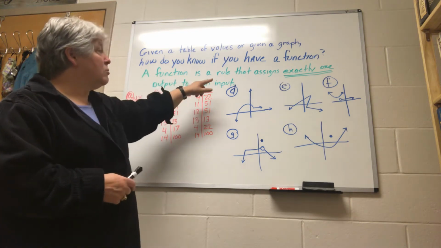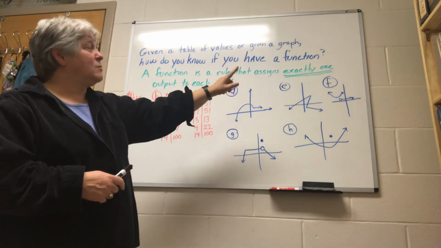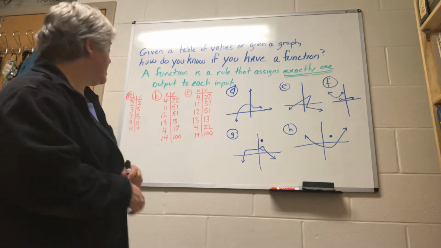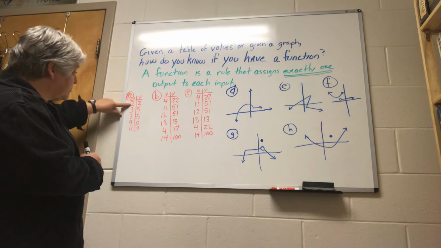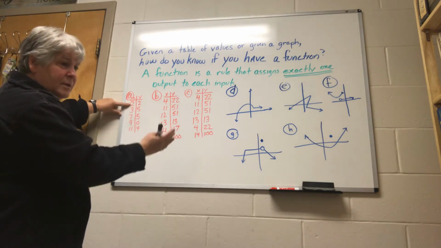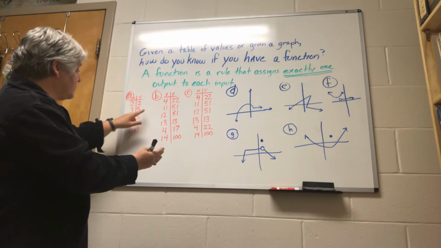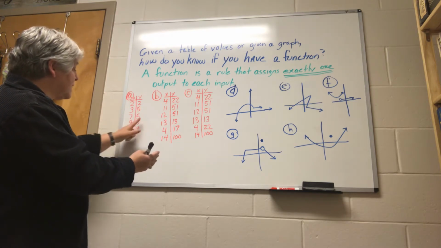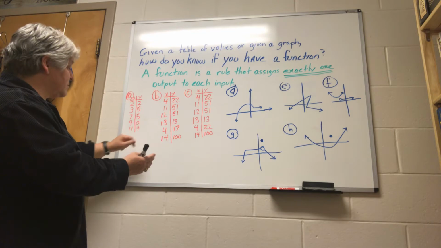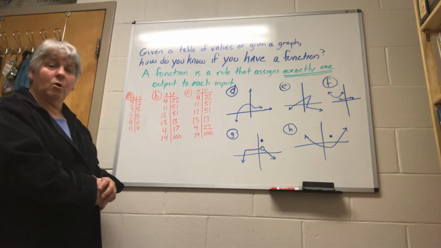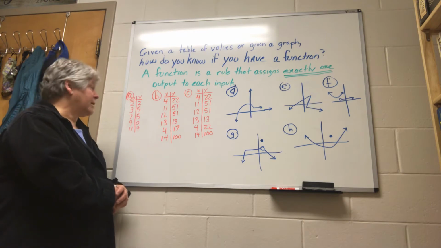Basically, it's a rule that assigns exactly one output to each input. So, in this case, when I put in a 2, I should just get a particular number out. I got a 2. When I put in a 3, I get a 5. When I put in a 7, I get a 5. A 9 brings me a 0, and 11 brings me a 4. You don't even need to know what rule produced these ordered pairs.